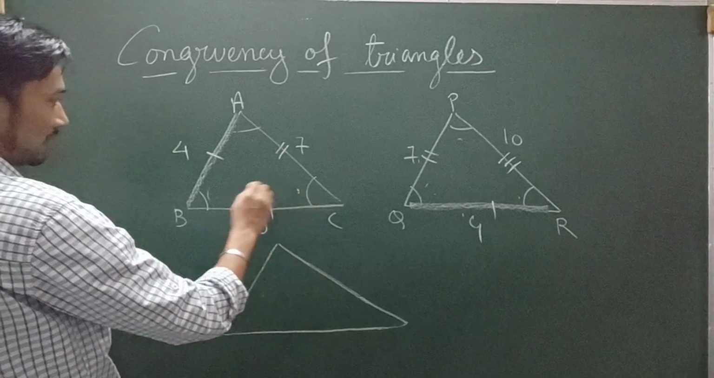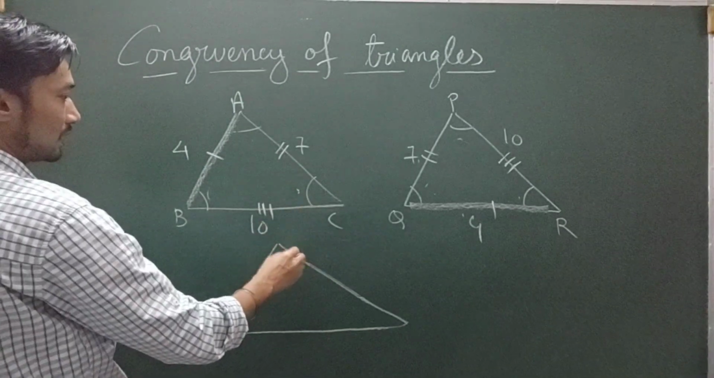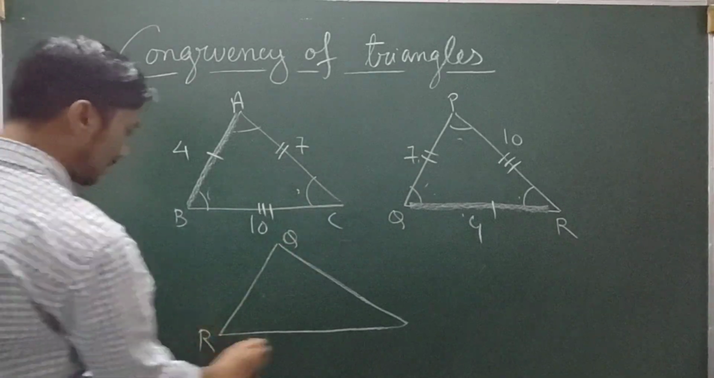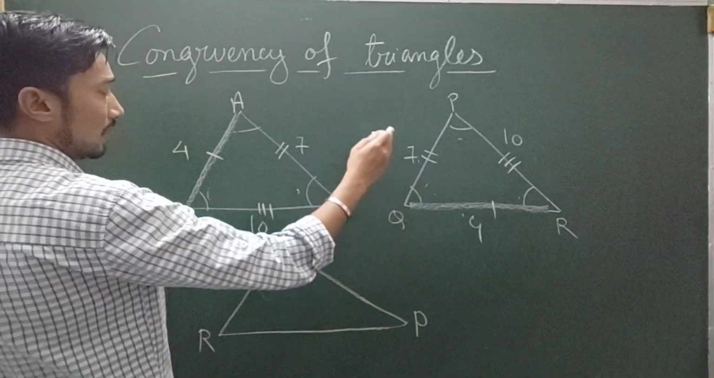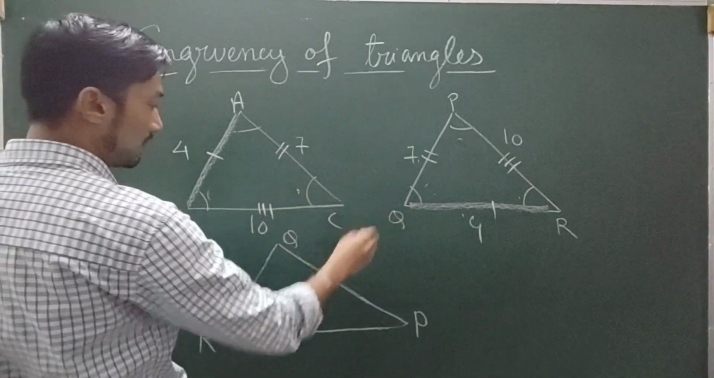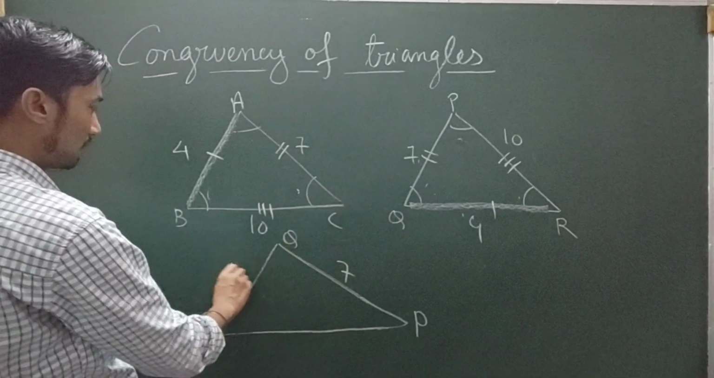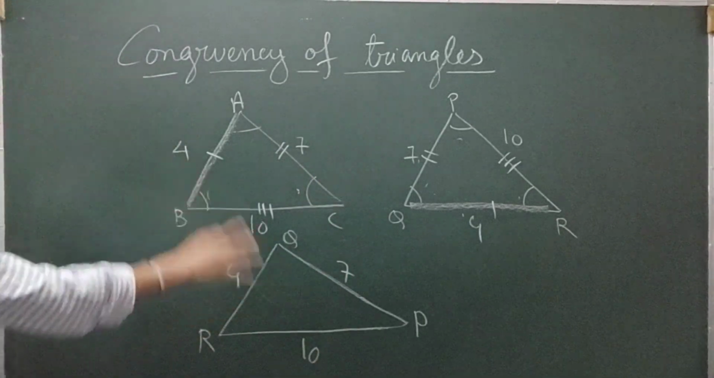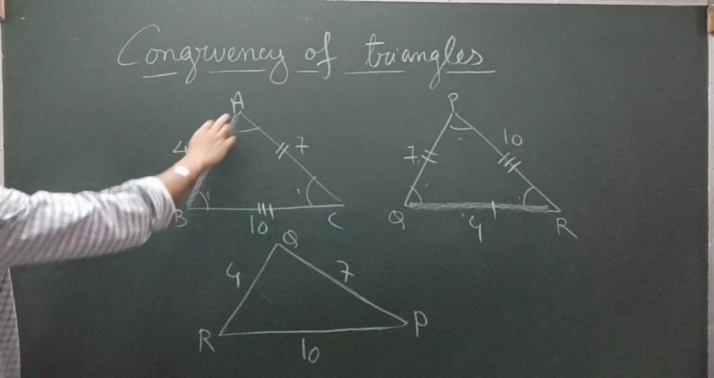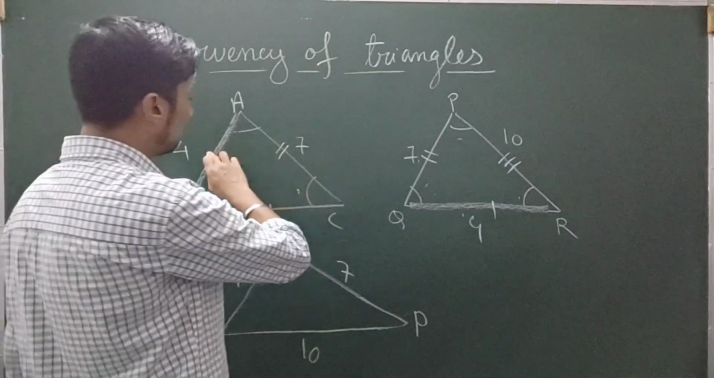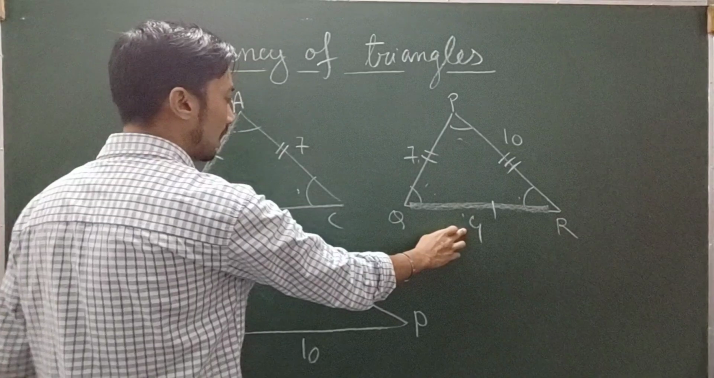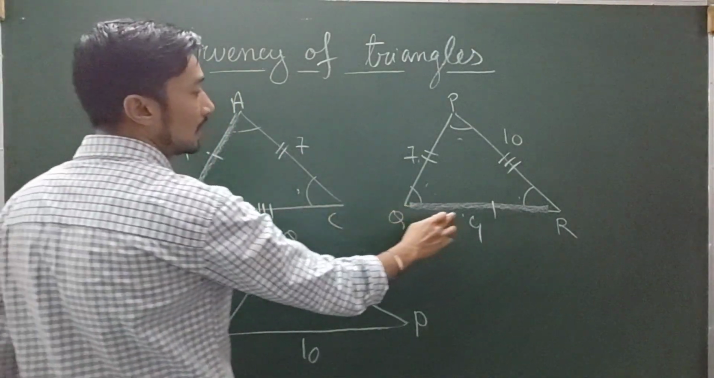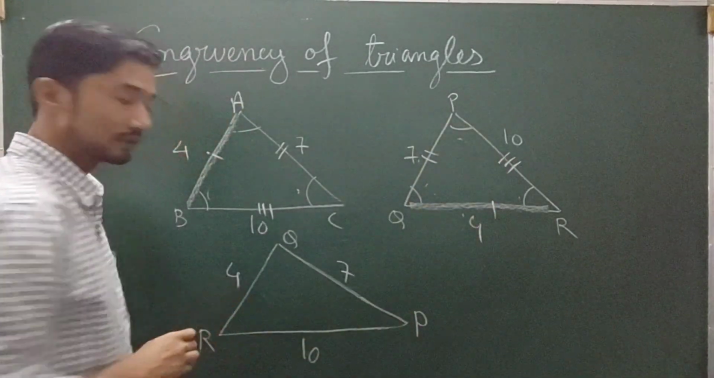In that case, we can have something like 4 centimeter, that is QR. So maybe I'll just write like this, QRP. So let's see, we'll have to, of course, arrange. Okay, PQ 7, QR 4, and PR 10. Now you can see that they are perfectly the same. So AB's corresponding part is PQ, 7 and 7, BC is QR, and so on. That way we can arrange.